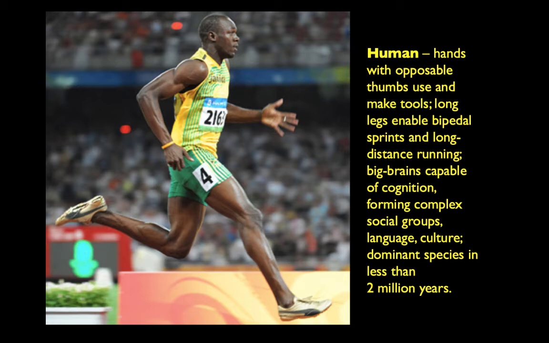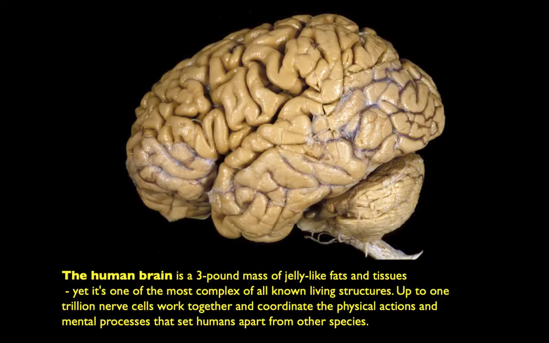And a human. Humans have hands with opposable thumbs. They can use and make tools. Long legs enable bipedal sprints and long-distance running. It's what we're good at. Some people more than others. We have big brains capable of cognition, thinking, reasoning, forming complex social groups. We are capable of language and culture. We are the dominant species in less than 2 million years on the planet.